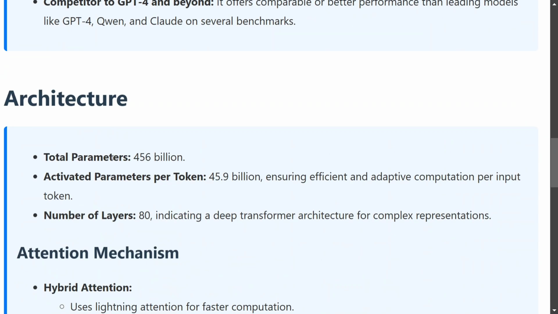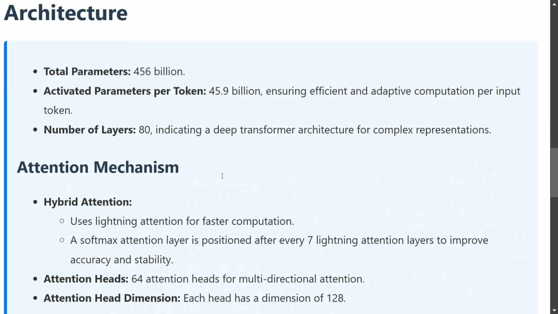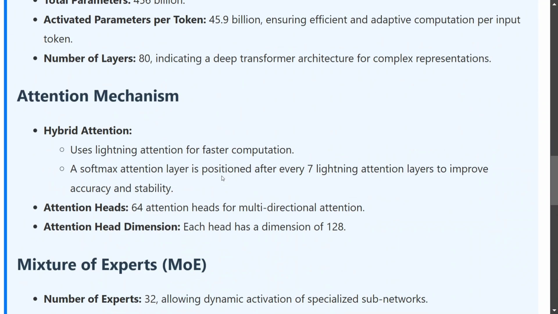Talking about the architecture, we have already mentioned it has 80 layers, and activated parameters per token is 46 billion, ensuring efficient and adaptive computation per input token. Right. Talking about the attention mechanism, it is using a hybrid attention model, uses lightning attention for faster computation, and a softmax attention layer is positioned after every seventh lightning attention. I'm not jumping more into the details because these architectures are very complex.